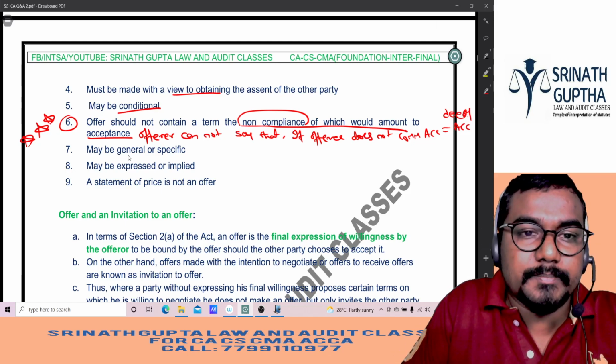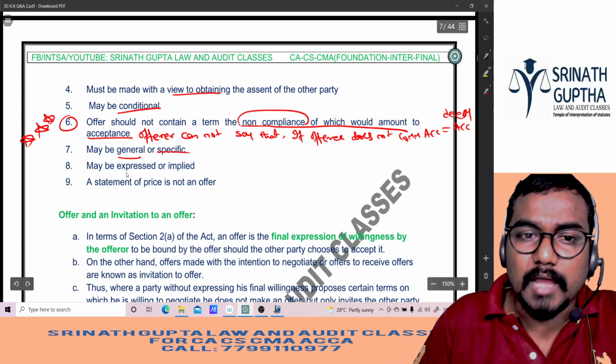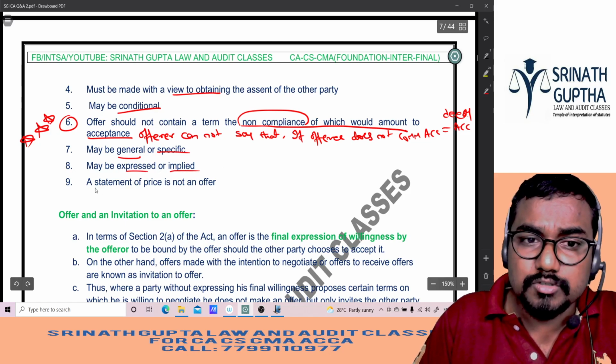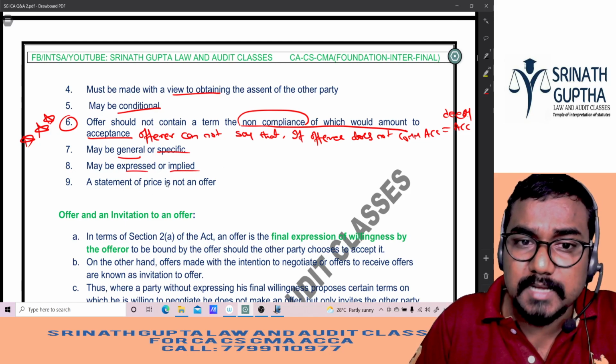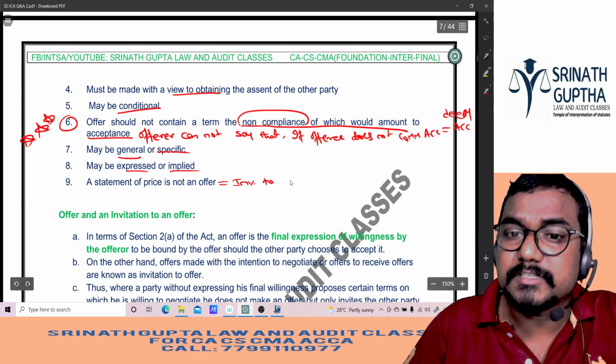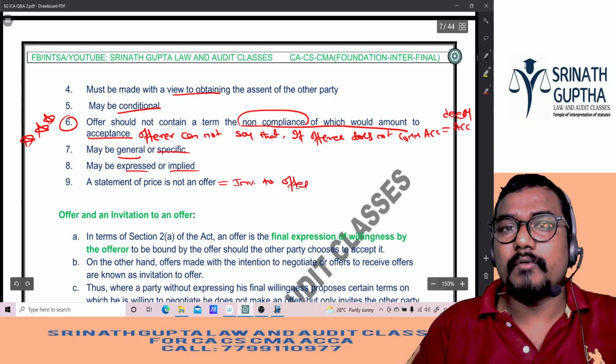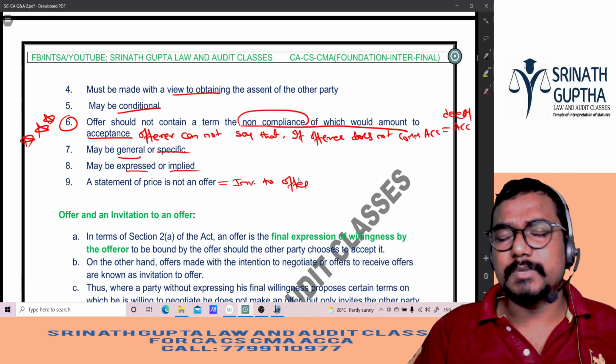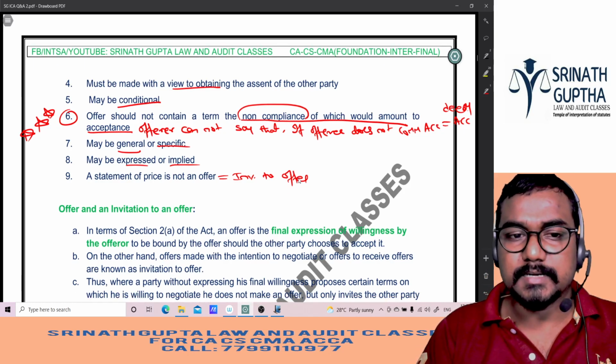Next, offer may be a general offer or a specific offer. Offer may be expressed or implied. A statement of price is not an offer. It is an invitation to offer. It is an invitation to offer. Just now, statement of price. I'm keeping a dress in the display along with a price tag. That is not an offer.